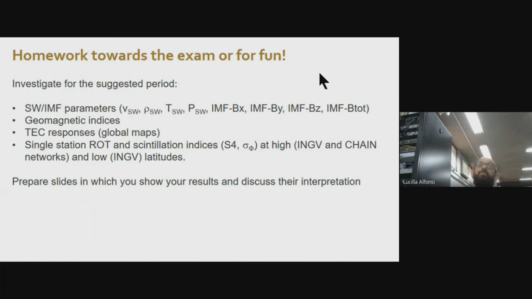So now what we suggest you is to try to get the data from this database and try to understand what the ionospheric response was to different geomagnetic storms. We suggest looking at the solar wind and IMF parameters, geomagnetic indices, and TEC response from the global maps, but if you want, also from a single station point of view, and then looking at the rate of change of TEC index to look at it from a scintillation point of view.